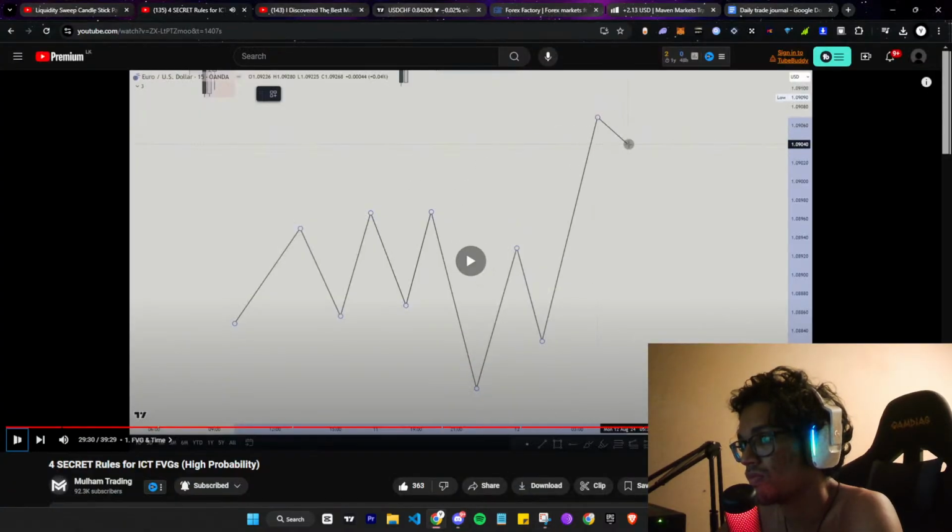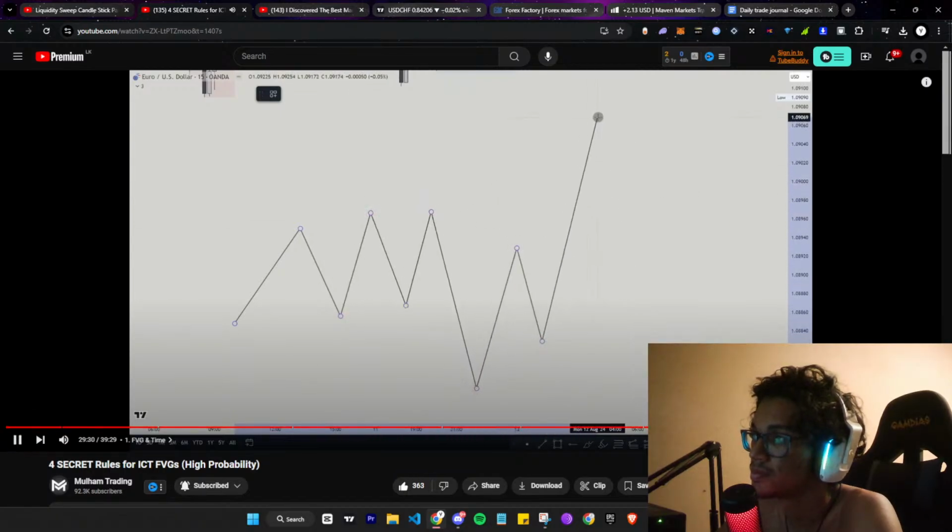And then we break structure at New York session like this, and then we had a sweep of the low in London session, we create a fair value gap and we respect it, and then we break structure at New York session, we might look for continuation of the London direction.